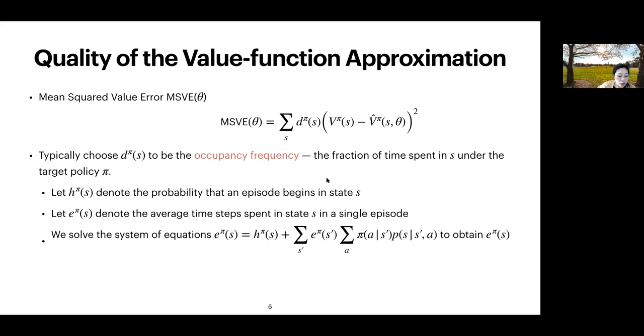This is basically saying that the visit frequency of one state, E pi of s, is essentially equal to the probability that it is visited at the start, that's the first term, plus the summation of probabilities that it is visited from other states. Okay, is this clear? So this is very much like a Bellman equation, right? What is the Bellman equation? The Bellman equation is just saying the value function at state s is equal to the one step reward for that time and all the accumulated future rewards. So here, this is very much like a Bellman equation.